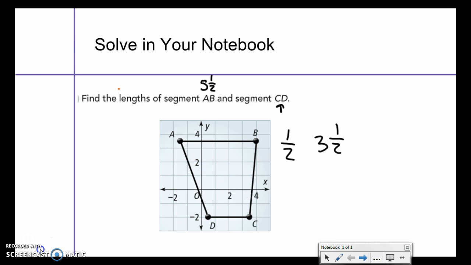What's the difference between 1/2 and 3.5? And guys, that's just going to be 3 units. Because you're just going to take away that extra half. If you're going to 3.5 and you're taking this length away right here, you would just get 3. Okay? So this length here is 3 units. All right, let's move on.